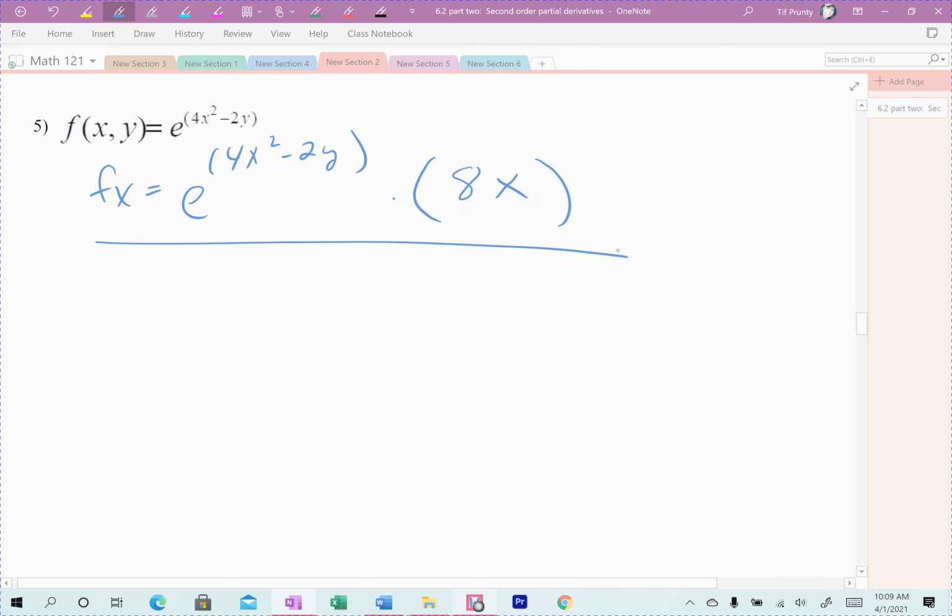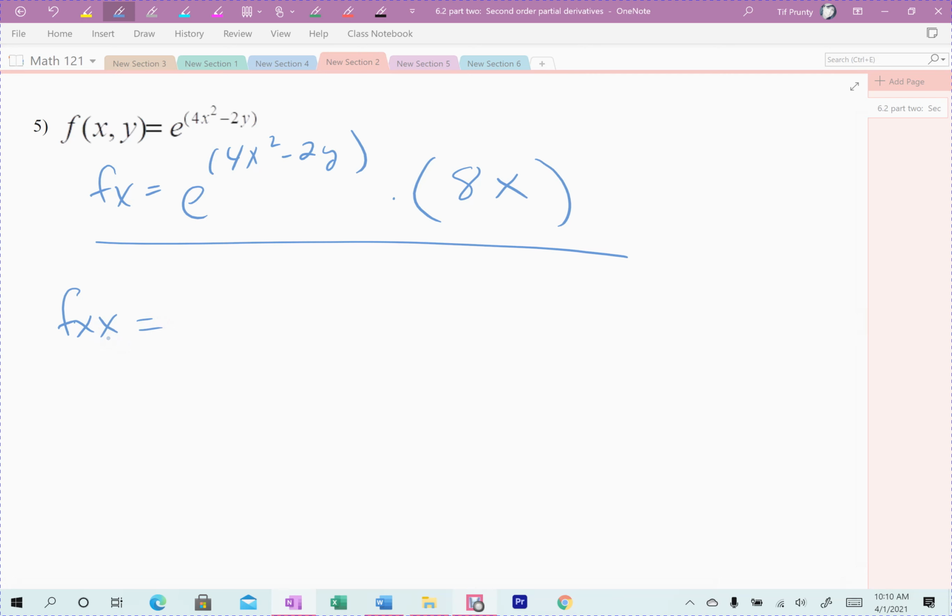If you want to rewrite it, you can. Move the 8x in front. I'm going to leave it alone. Alright, derivative with respect to x twice. And so I'm going to have to use the product rule, right? There are two functions of x. There's e raised to the 4x squared minus 2y. It's a function of x. And there's the 8x. It's a function of x.